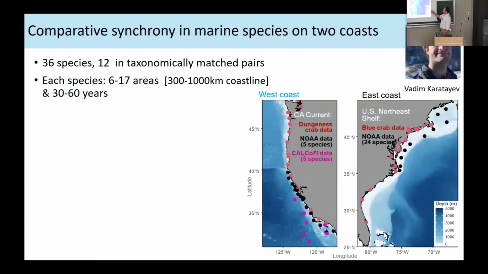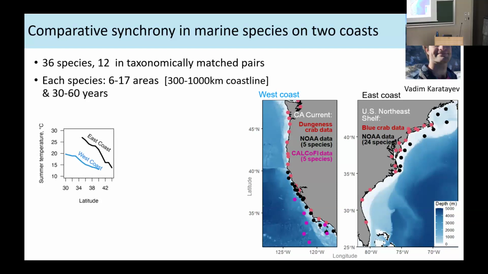so to get at that question, postdoc Vadim and Teresa have assembled a database of 36 species, 12 of which are in sort of taxonomically matched pairs so that we can account for life history differences. And they come from the US East Coast and the West Coast. So the reason to focus on the East Coast versus West Coast of the US is because the latitudinal gradient in temperature and other drivers is a lot steeper on the East Coast than it is on the West Coast.